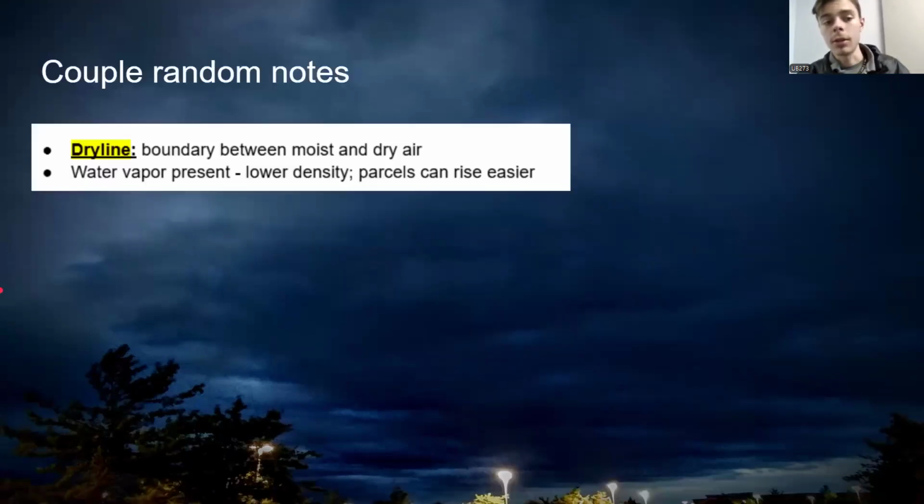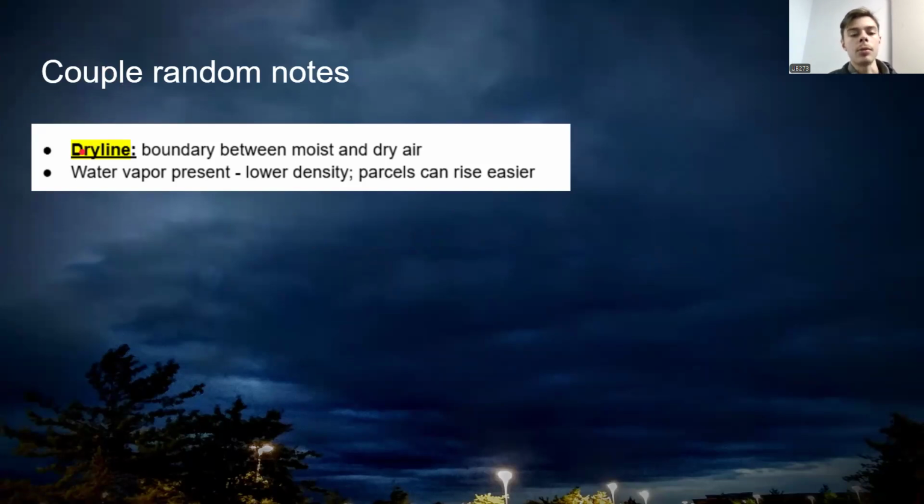So the first thing to say before we get started, just a couple things. We want to know what a dry line is. A dry line is just going to be a boundary between moist and dry air, and it's often indicated as a dashed line on some of the weather maps. But this is going to be really important in severe weather later on, so it's important to know what that is.